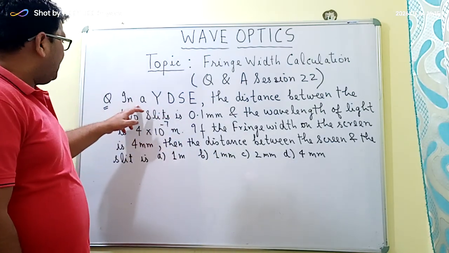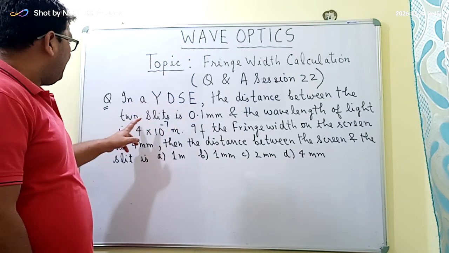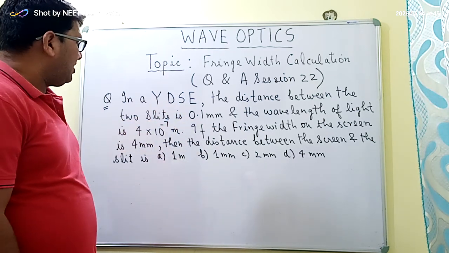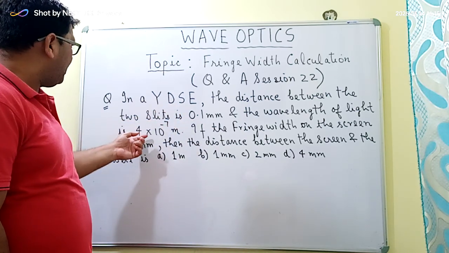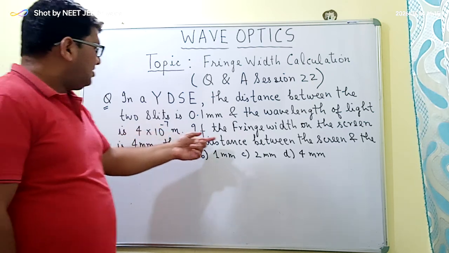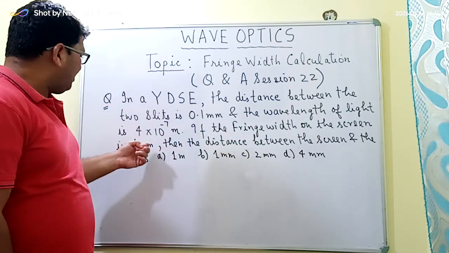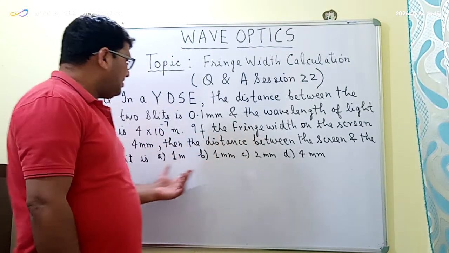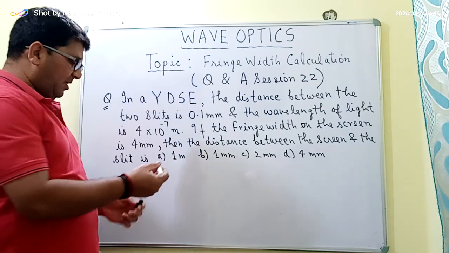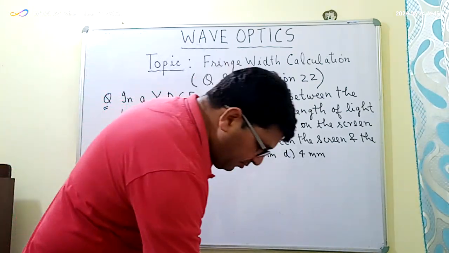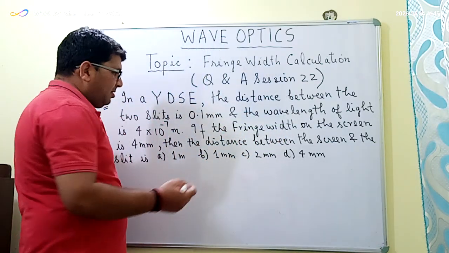Now here the question is, in a Young's double slit experiment, the distance between the two slits is equal to 0.1 mm and the wavelength of the light is 4 into 10 to the power minus 7 meter. So if the fringe width on the screen is 4 mm, then what is the distance between the screen and the slit? We have 4 options and we have to find the correct option.